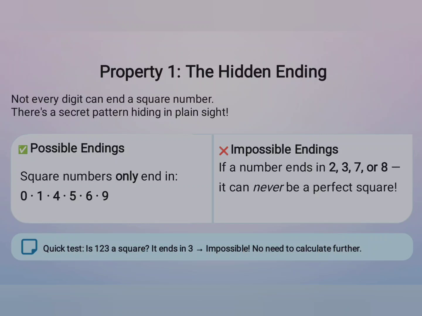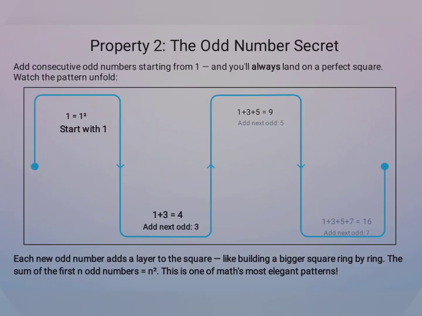If the number ends in 2, 3, 7 or 8, it can never be a perfect square number. This is the smartest way of finding whether the given number is a square or not. Instead of calculating further, we can find it out in the first go with this method.